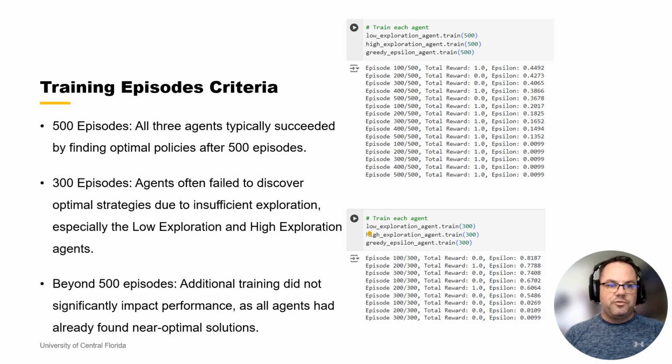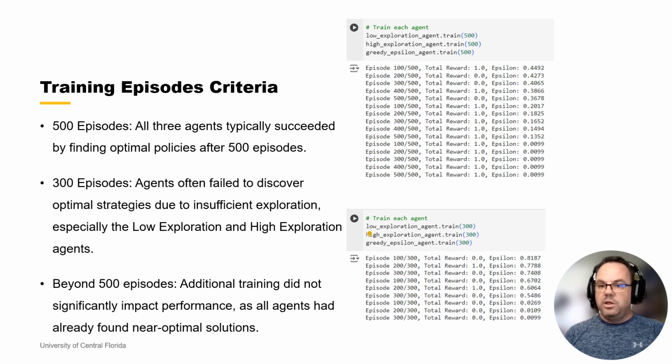Selecting the right number of training episodes is kind of important. I found that 500 episodes was a good balance between success and redundancy. Usually by 500 episodes, all three agents were successfully able to find the goal and accumulate their rewards. When we tested 300 episodes or less, the agent typically failed to find an optimal solution at all, never finding a reward, never making a valid complete Q table.